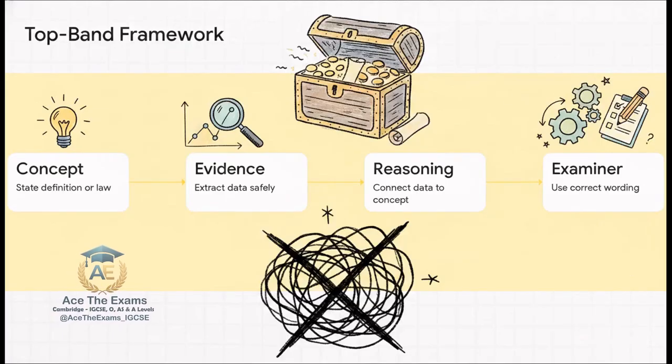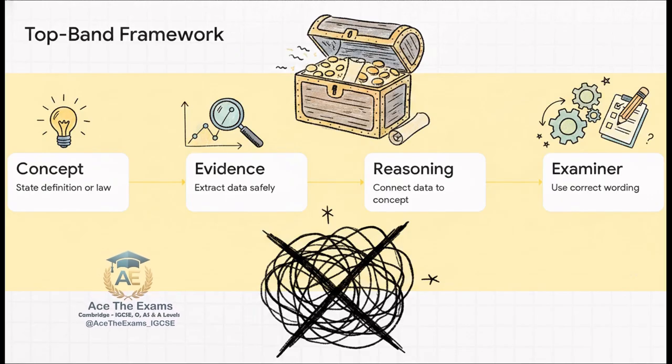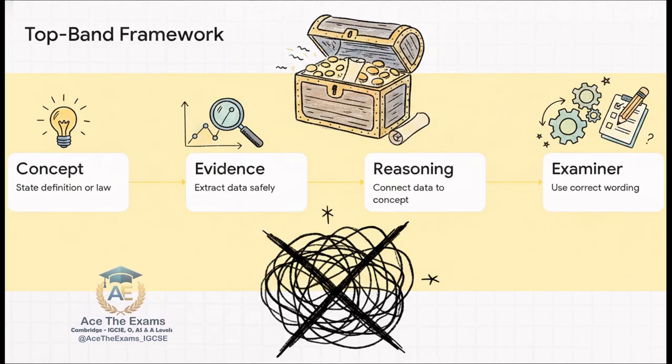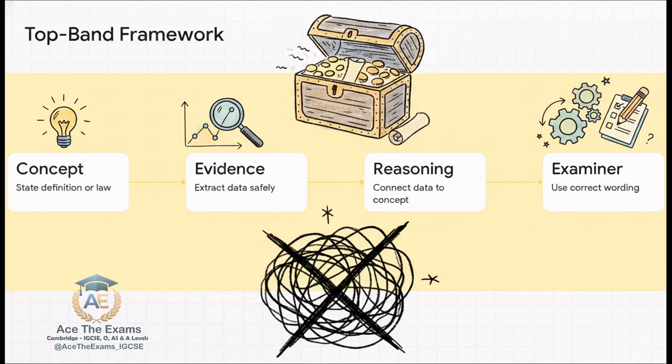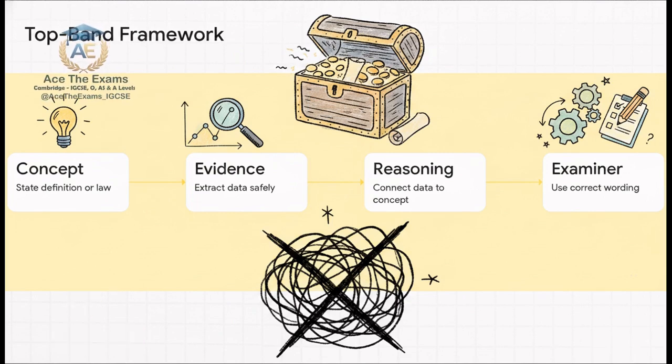To completely bypass those traps, you need a highly structured system, and that is what I call the top band answer framework. This right here is your first big, quick win. It is a mandatory 4-step process for constructing a perfect, totally examiner-proof answer. Step 1 is concept. Step 2 is evidence or data. Step 3 is scientific reasoning, and Step 4 is examiner wording.